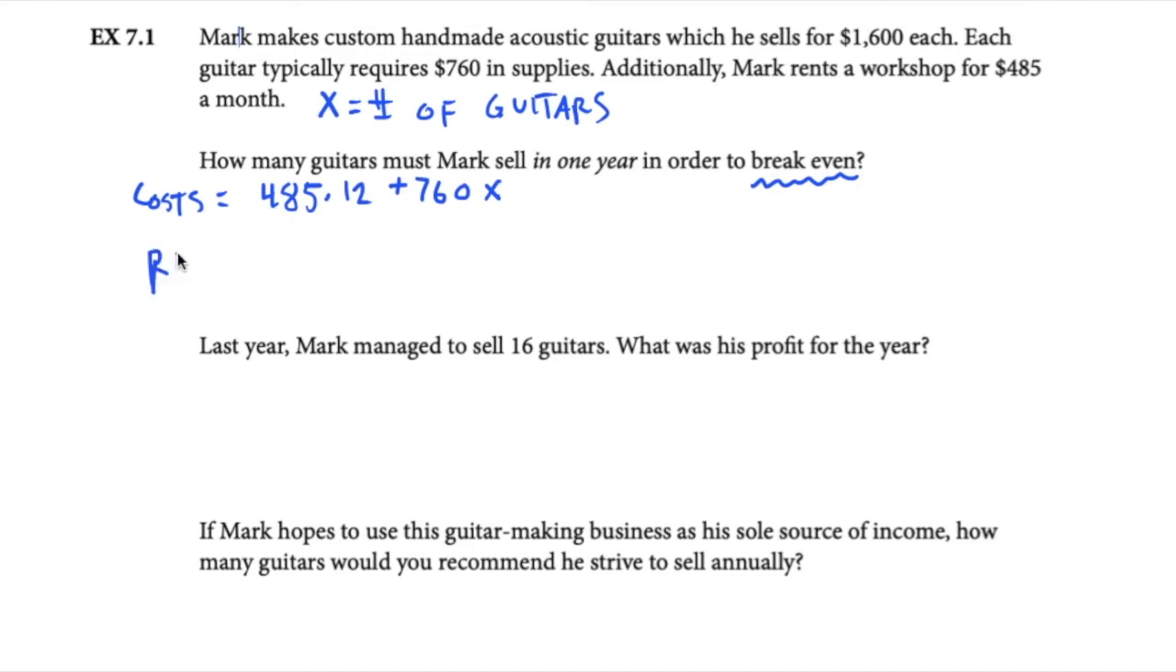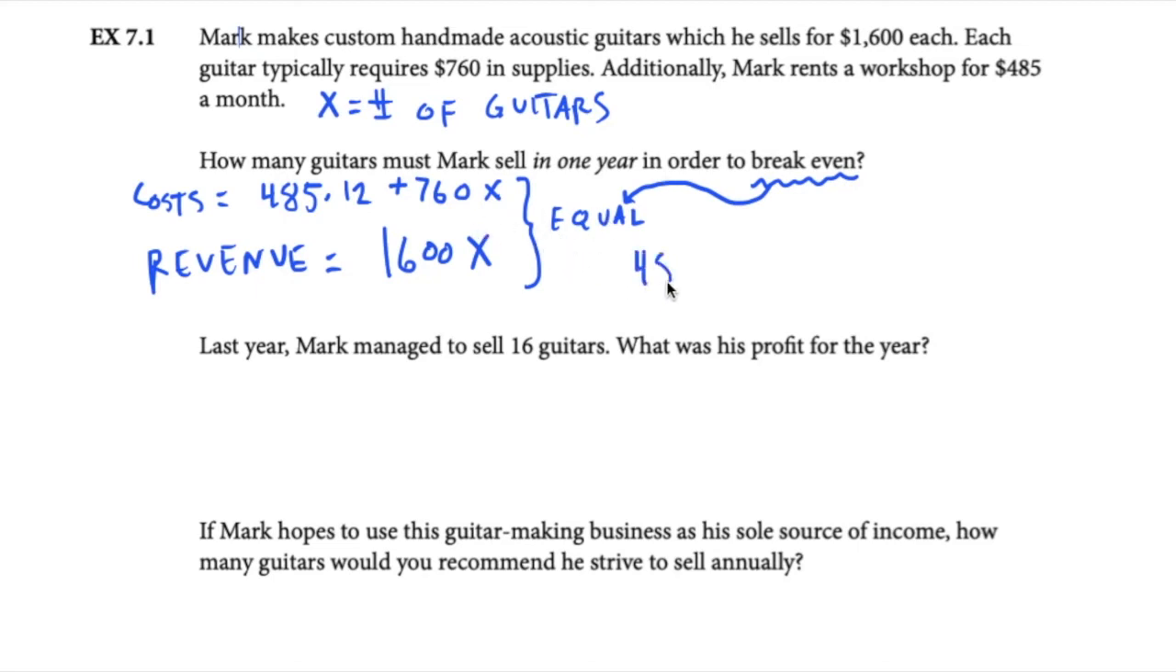Mark's revenue is the amount of money that he brings in. That's simply going to be that $1,600 that he pulls in times the number of guitars that he sells. And so my break-even point is when these two things will be equal to each other. We'll actually use these two components in later parts of this problem in a slightly different way, but for now that's what we'll focus on. So I can set that up as an equation here: 485 times 12 plus 760x equals 1600x.